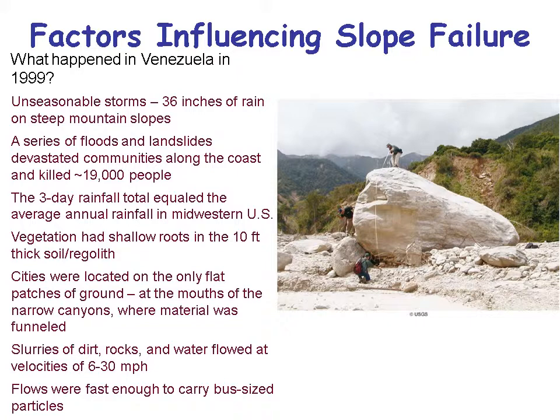Vegetation has shallow roots in the 10-foot thick soil and regolith, so the vegetation was not holding the soil. And cities are located in the flat patches of ground at the mouths of the narrow canyons, because that's easier and cheaper to build there. And if you don't have a lot of money, you build where it's easy and cheap. And so what happened is you had slurries of rocks and dirt that flowed down that mountain at up to 30 miles an hour. And you can see a man standing on a big rock there, because that 30-mile-an-hour slurry of dirt and rocks carried rocks that big down the mountainside.